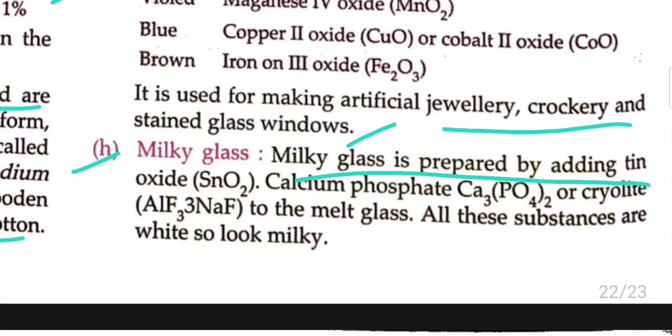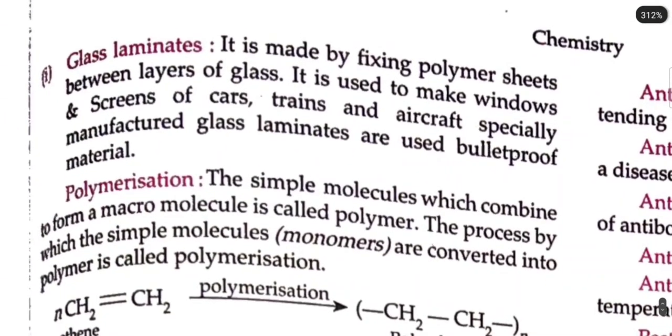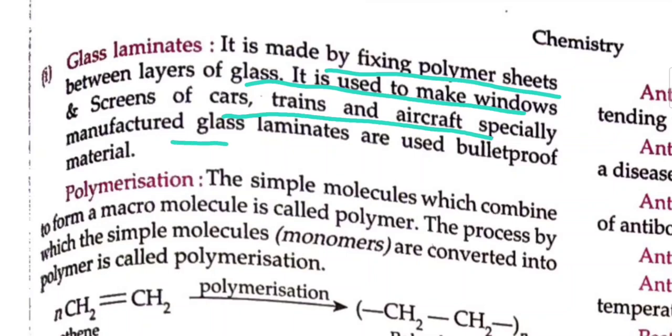Milky glasses are prepared by adding tin oxide, SnO2, calcium phosphate, Ca3(PO4)2, etc. to the milk glass. All these substances are white, so it looks milky. Glass laminates are made by fixing polymer sheets between layers of glass. It is used to make windows and screens of cars, trains and aircraft. Especially manufactured glass laminates are used as bulletproof materials.